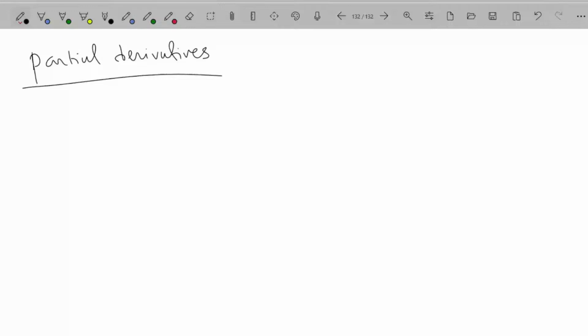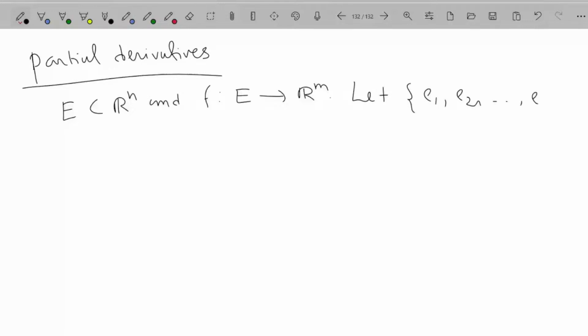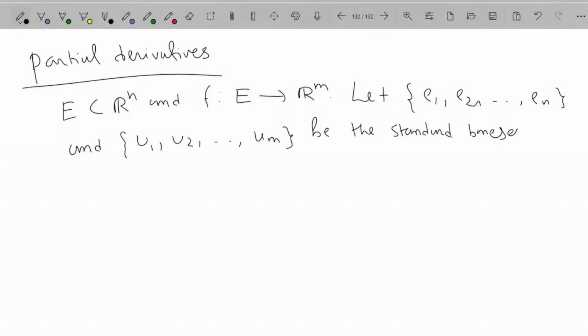Okay, let's say we consider the standard basis of Rn and Rm. By the way, we have E a subset of Rn, and a mapping from E to Rm. So let e1, e2, ..., en and u1, u2, ..., um be the standard bases of Rn and Rm respectively.